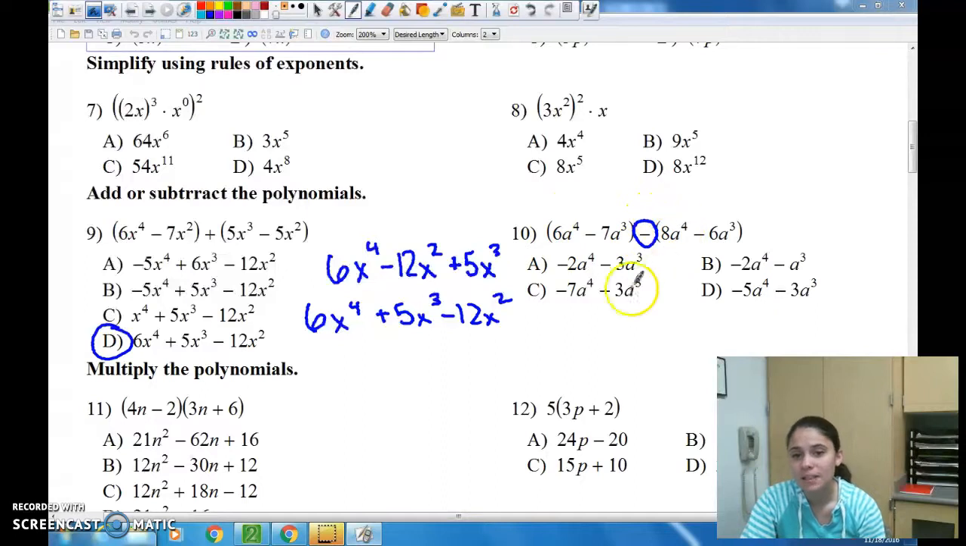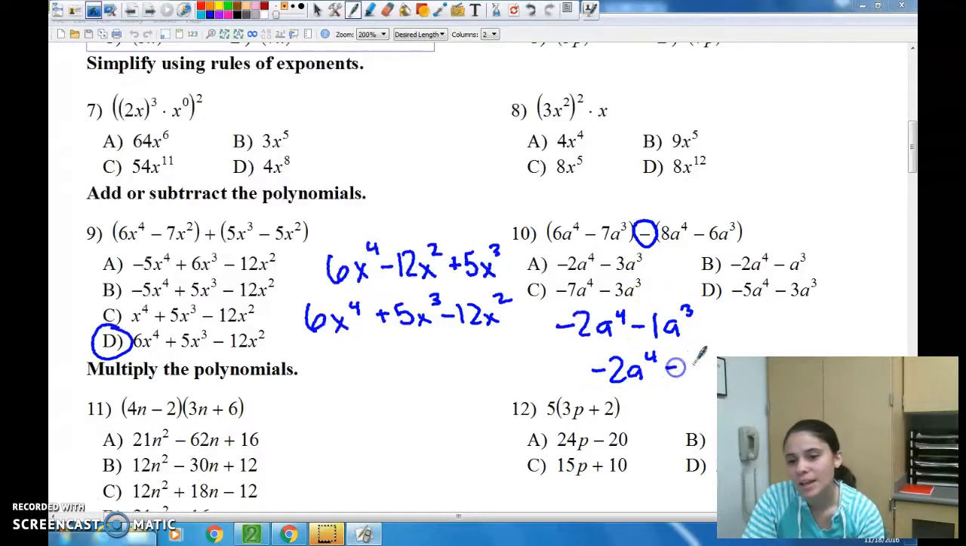And 6 minus 8 is a negative 2a to the 4th. And then here I have a negative 7a to the 4th minus a negative 6a to the fourth. Now when I minus a negative, that is the same thing as adding. So I have a negative 7 plus 6. So negative 7 plus 6 is a negative 1a to the third. And now this is the same as negative 2a to the fourth minus a to the third, which is option B.